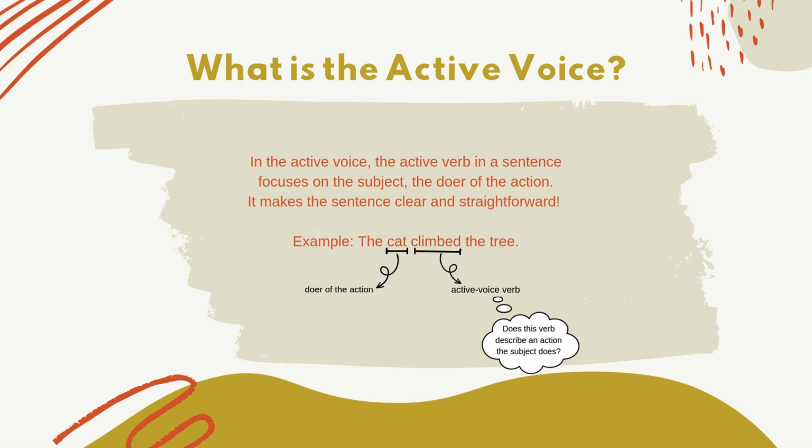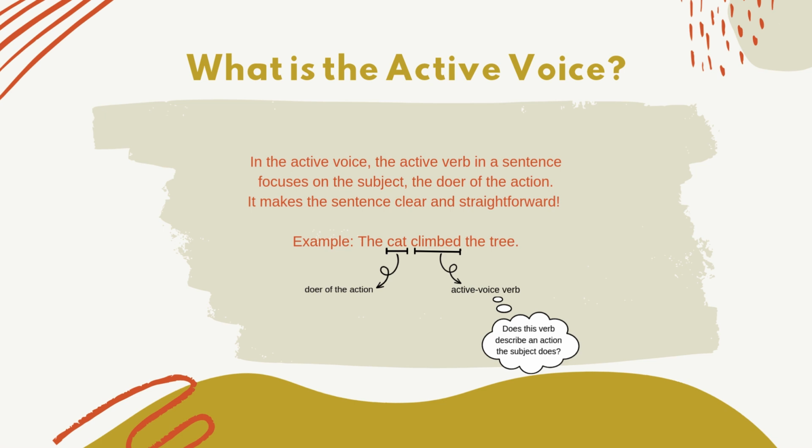In the active voice, the active verb in a sentence focuses on the subject, which is the doer of the action. Using the active voice makes the sentence clear and straightforward. Let's take an example. The cat climbed the tree. Cat is the doer of the action. Climbed is the active voice verb.